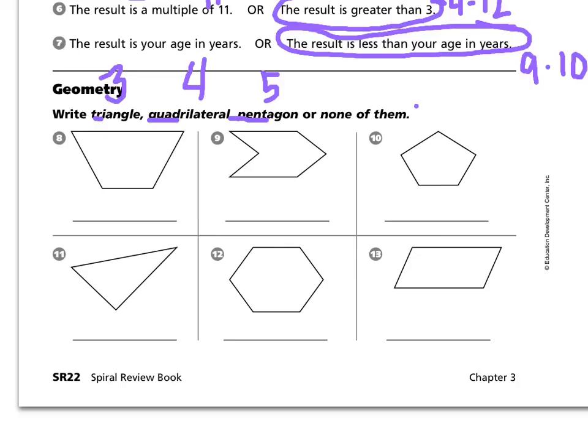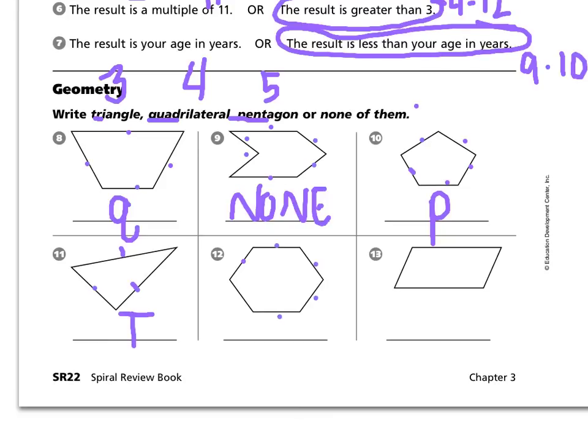So let's count the sides for each one to figure out what it is. 1, 2, 3, 4. This is going to be a quadrilateral. 1, 2, 3, 4, 5, 6. That's none, because I need 3, 4, 5-sided figures. 1, 2, 3, 4, 5. That's going to be a pentagon. 1, 2, 3 is a triangle. 1, 2, 3, 4, 5, 6 is none. Remember, I'm only looking for 3, 4, or 5. 1, 2, 3, 4 is a quadrilateral.